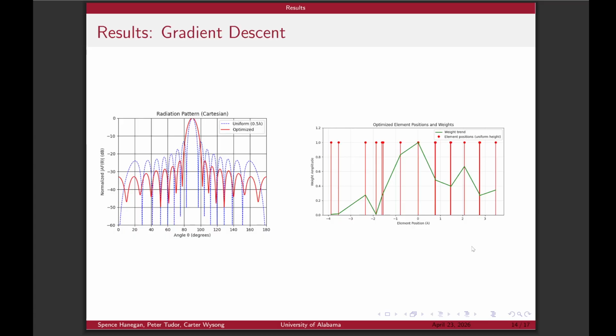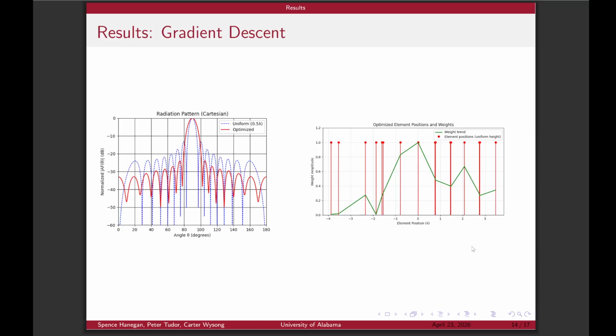Finally, let's see the results and the plots. The blue plot on the left will always be the uniform case, and the red will be the array factor of our optimized solution. The naive gradient descent does cause the main beam to grow, as can be seen in the left plot, and has a unique action of stacking elements on top of each other after many iterations. This can be seen in the left plot, where the red lines are the element locations in terms of lambda, and the green line is the element weighting.